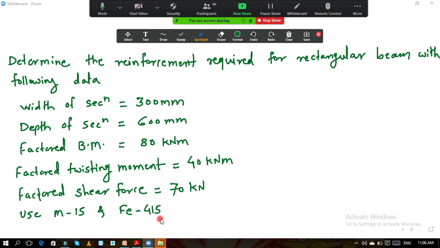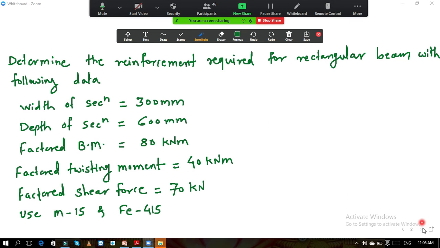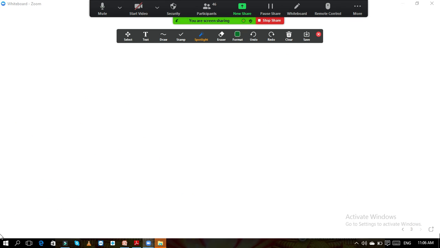Then M15 and Fe415. These are the grades. So M15 is the grade of concrete, Fe415 is the grade of steel. Now see how to solve this problem and how to move further. So here what I will do now, we are going to assume the clear cover, then we are going to assume the bar diameter for reinforcement, and then we are going to assume the bar diameter for the stirrups also.